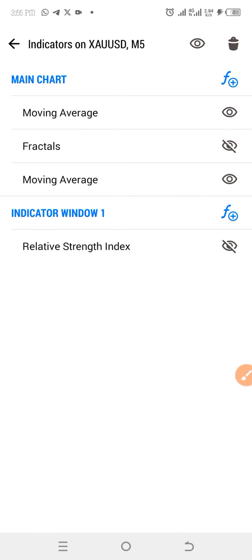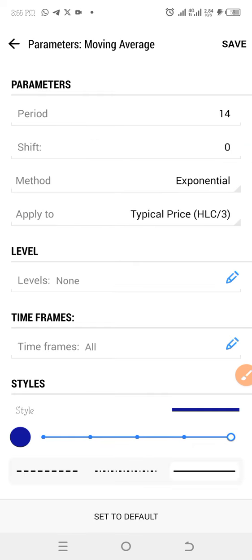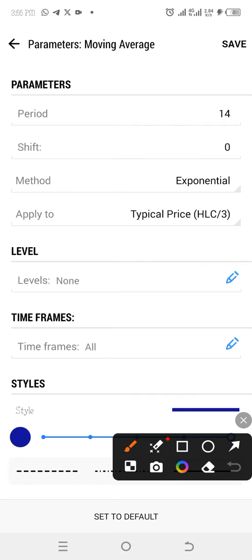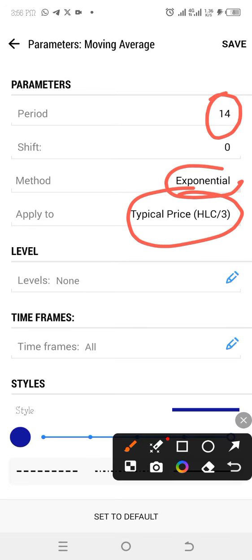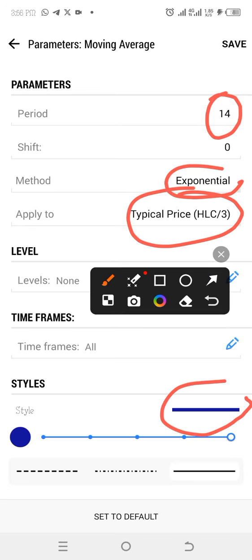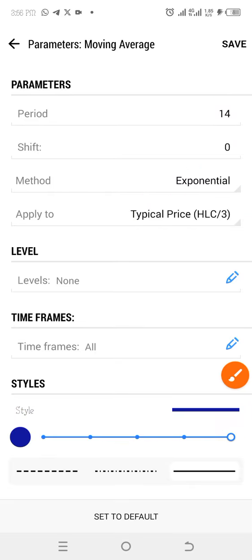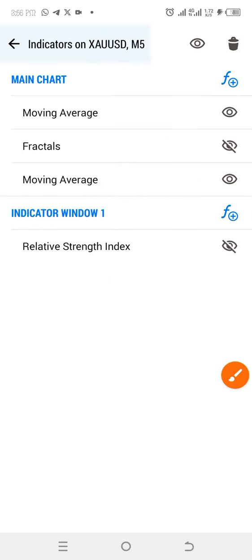That's all. And you come to the second indicator, the second moving average, the same thing as well, 14 exponential and typical price, and you adjust this like this, and that is all. Voila, you are done with it. That is just all. So you can just go ahead and check the market.